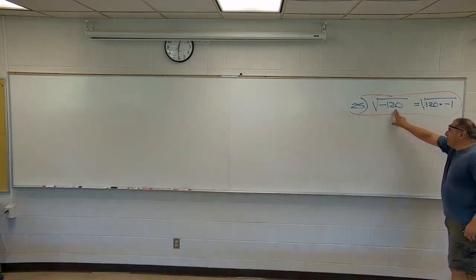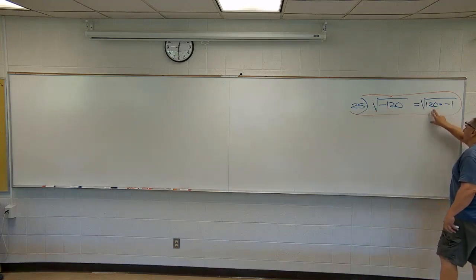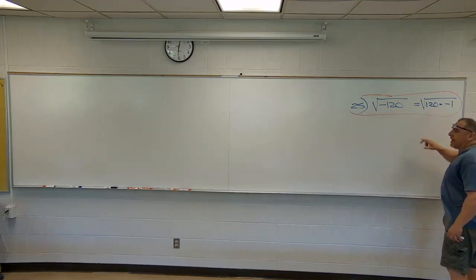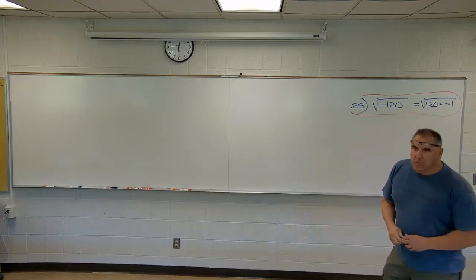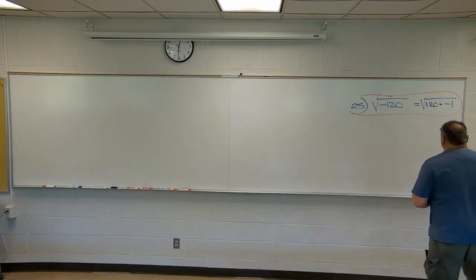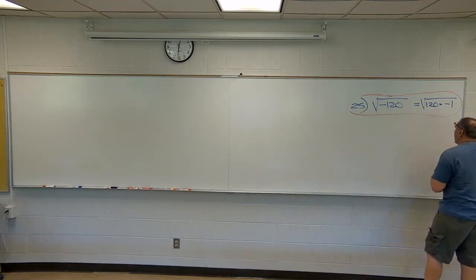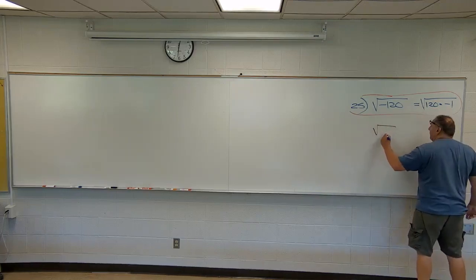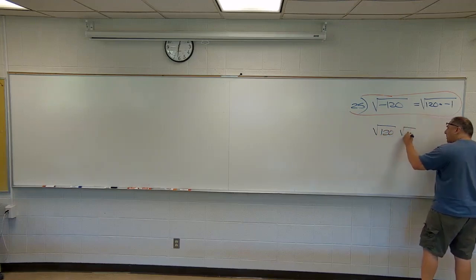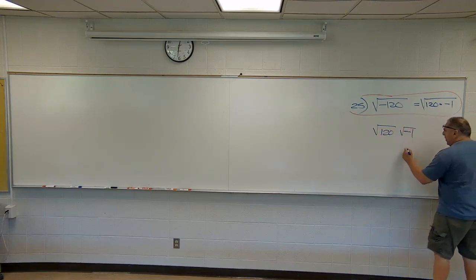Negative 120. The square root of negative 120 is the square root of the product, 120 and negative 1. 120 times negative 1 is negative 120. The square root of the product, 120 times negative 1, is equal to the square root of negative 120. Sure, 120 times negative 1 is negative 120. Didn't we say earlier that you can break up the roots? Square root of negative 1 is I.